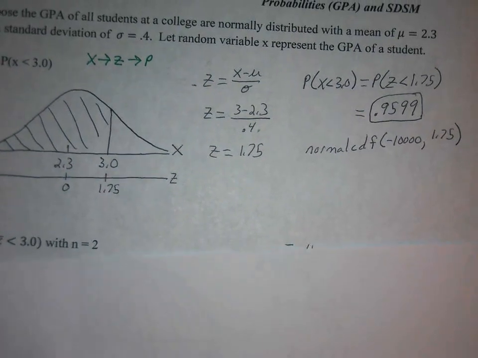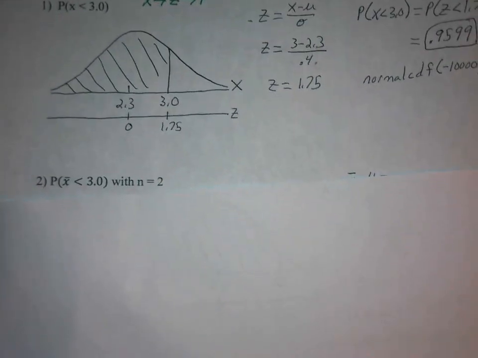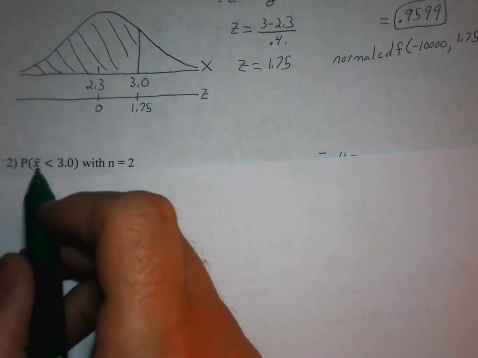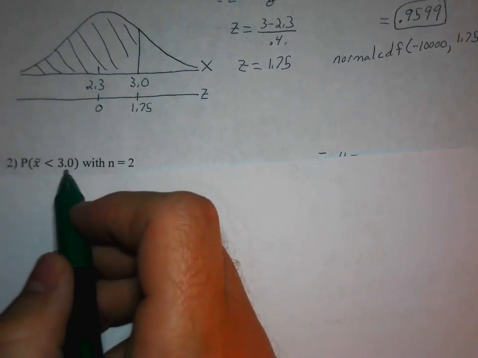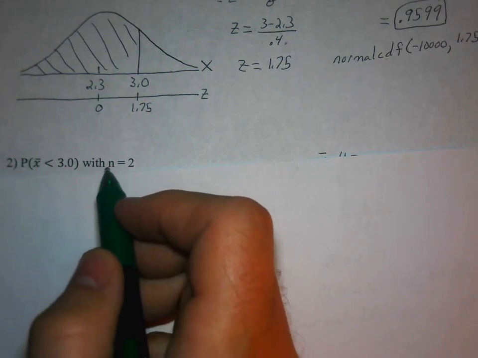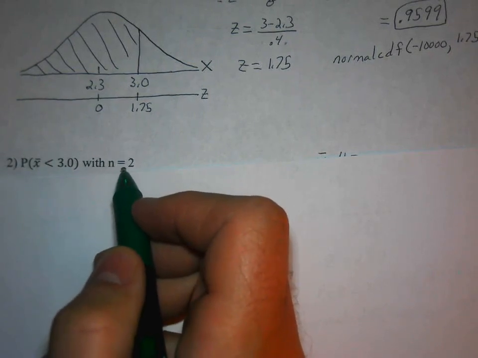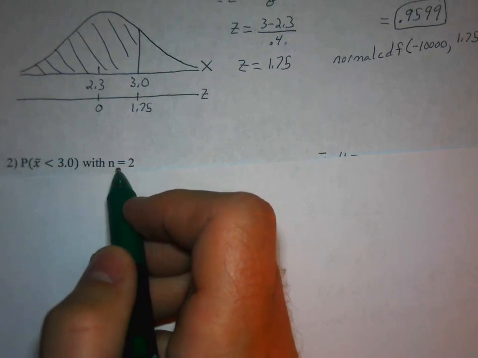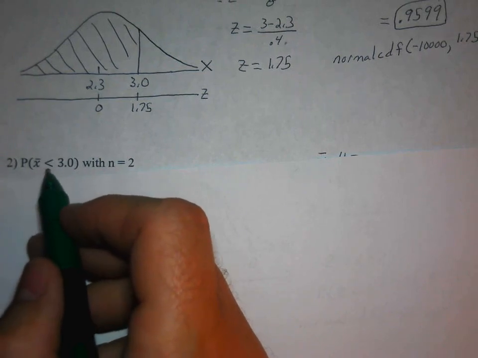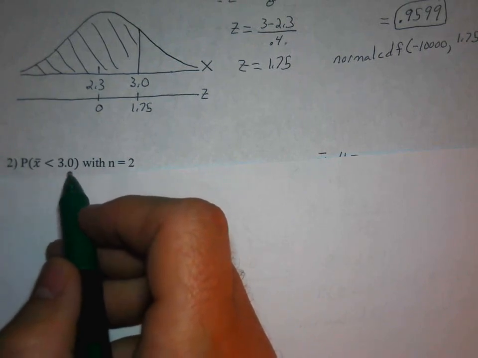Now what is different is that we want to find the probability that x bar is less than 3.0 with n equals 2. So now we're saying, if we take samples of size 2 and calculate x bar, the sample mean, we want to find the probability that the sample mean is less than 3.0.